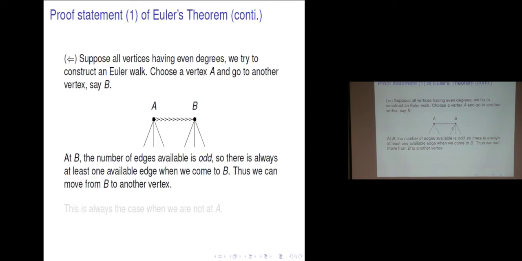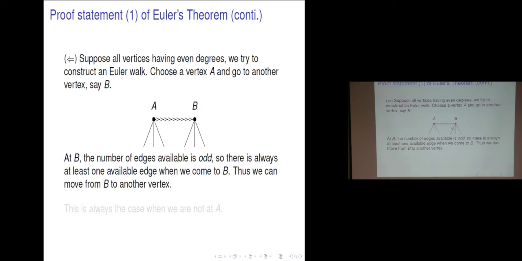We choose a vertex A anywhere, and then we just do whatever we want, okay? So you go out to another vertex, say B, right? Now B has even degree, except this funny edge. You entered from here, so you erase it. Now B must have an odd number of edges available, right? The edge you just traveled is not available anymore. But luckily B is of even degree, so there must be something left. There are some odd number of edges left, so there is always one available you can go out. Okay? So you just go out from that one.